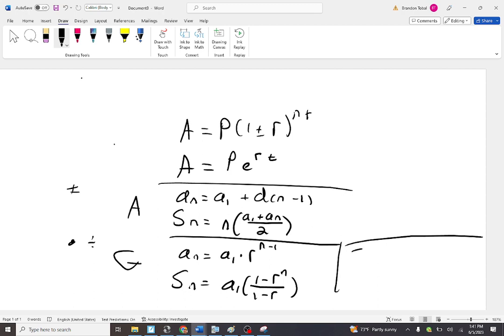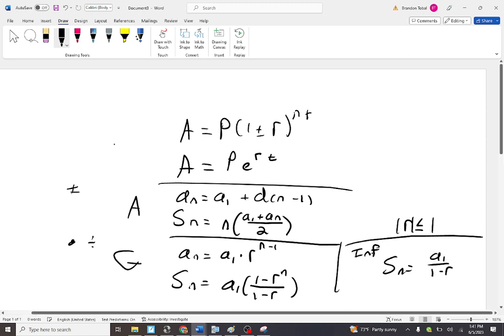And the last one was the infinite one. Remember, infinite only works if the R value is between -1 and 1. And that one was, the sum is A1 over 1 minus R. Those are the formulas. That's basically the formula sheet going to be. You'll get a little card with it, so you don't have to bring anything. You're going to get a little card with these formulas.